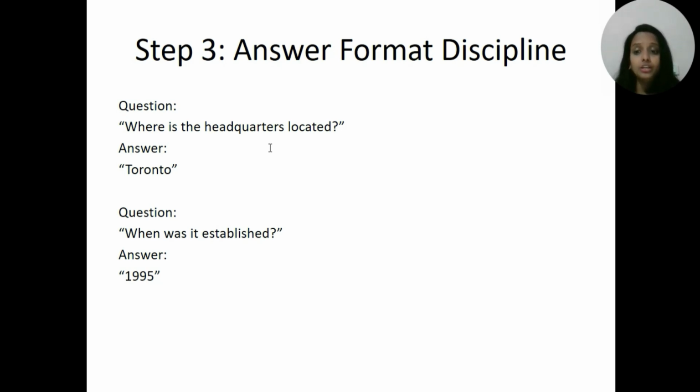If the question says, when was it established? Just write the year. That's it. Not like it was established in 1995. If you're putting extra words, then you're increasing your risk of getting errors.